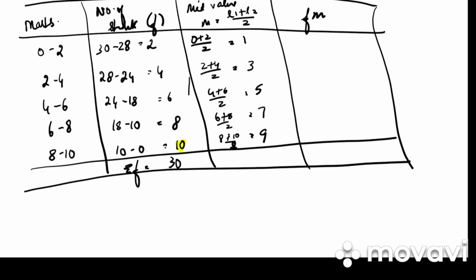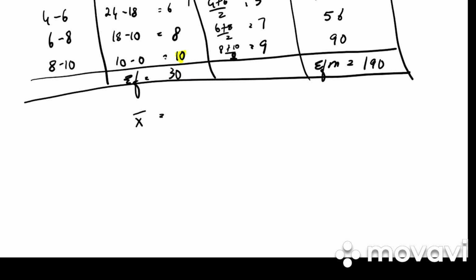Last we need to find F into M. 2 1s are 2, 4 3s are 12, 6 5s are 30, 8 7s are 56, 10 into 9, 90. So what is summation FM? 190. So how do we find X bar? It is summation FM by summation F. 190 divided by 30 we get 6.33.